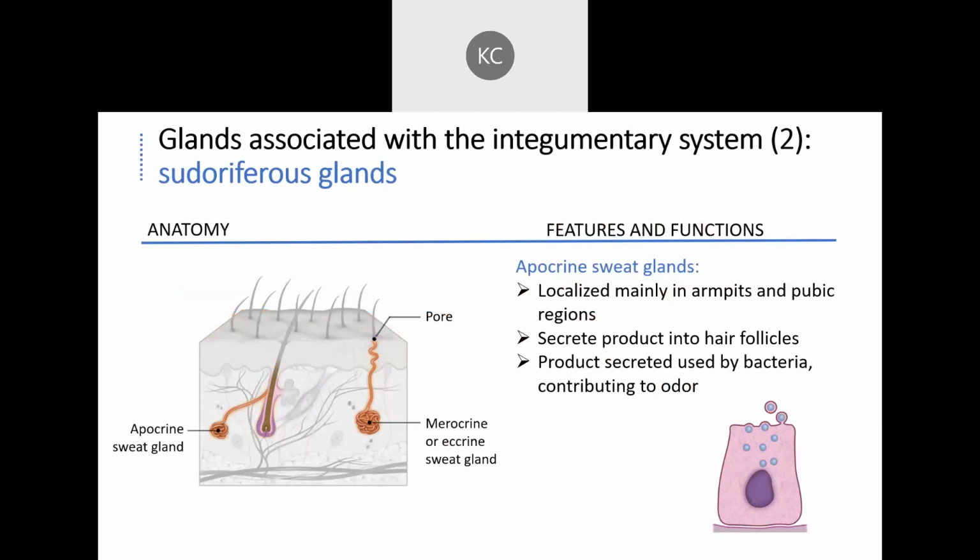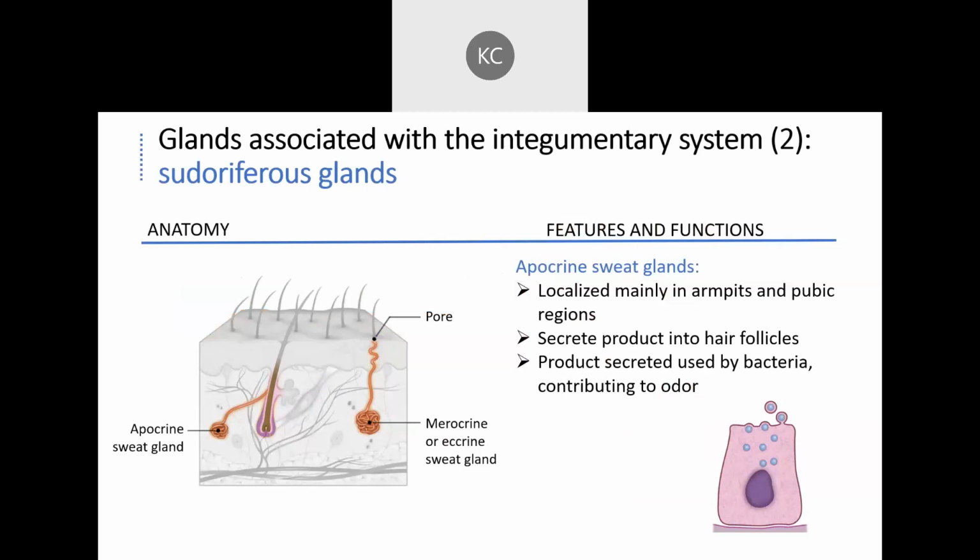All right, so apocrine, we find these in places like the pubic and genital regions as well as the armpits, so the axillary regions. Right, they produce sweat that goes directly into a hair follicle. So just like the oil we talked about previously goes directly into the hair follicle, apocrine sweat glands also secrete the sweat into a hair follicle.